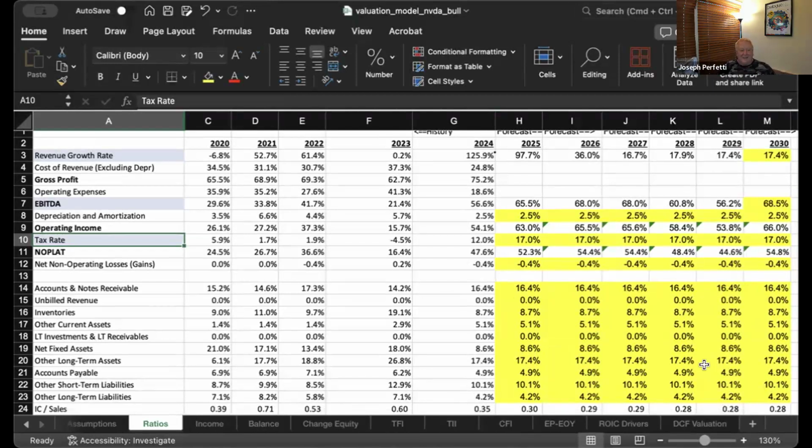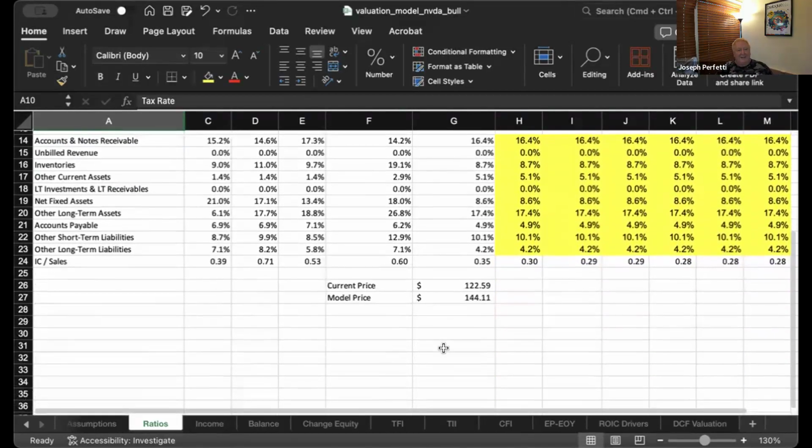So those would be kind of my major changes that I would make for my bull. And based on that, what I'm going to say is I think Nvidia could be as high as 144 in the next 12 months for these reasons that we just described. That's my bull.